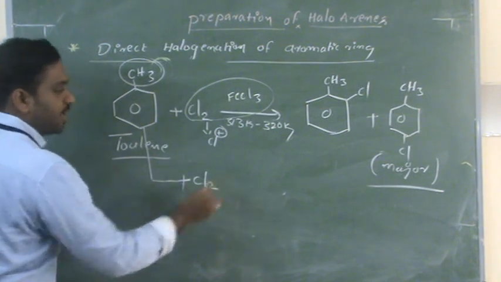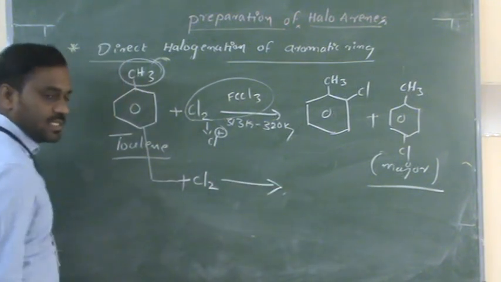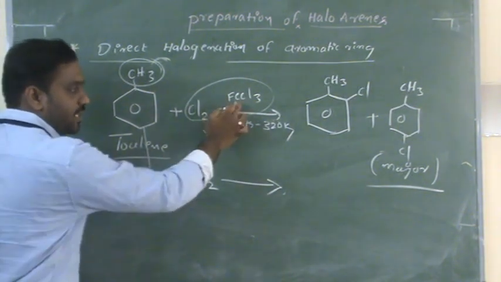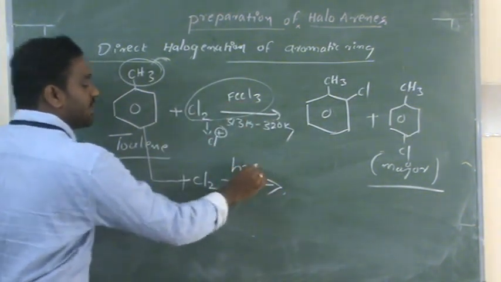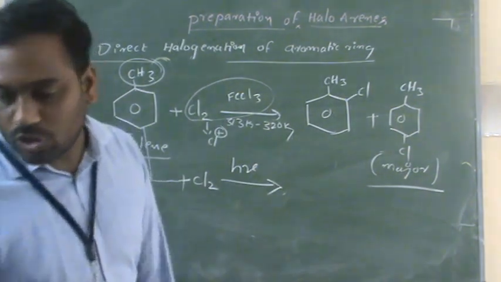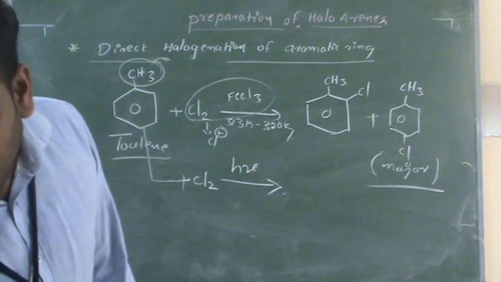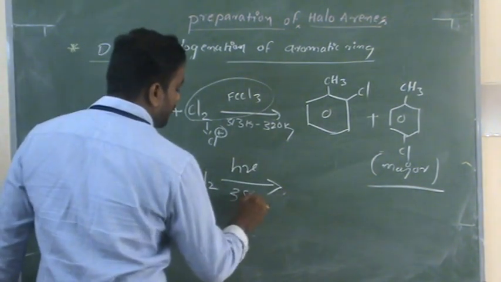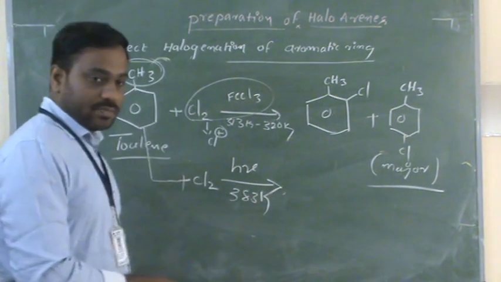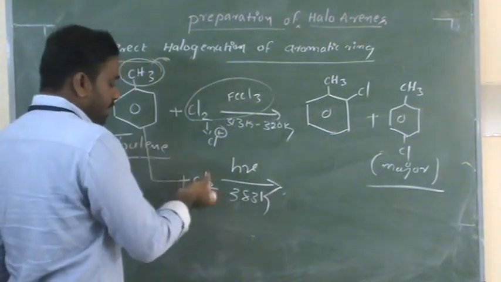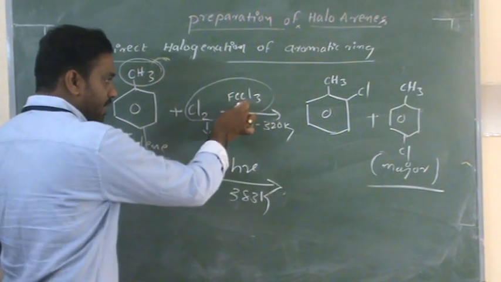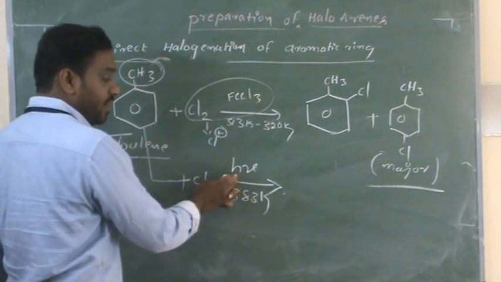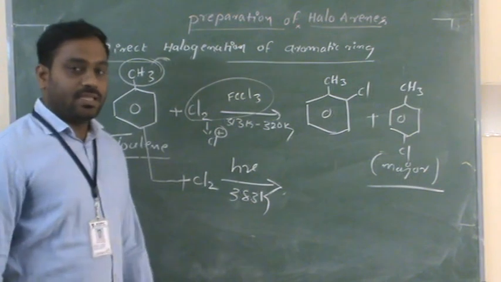The same Cl2 I am taking, but I am changing the conditions on the arrow. I am not taking the Lewis acid here. I am taking sunlight, h nu, and the temperature we have to maintain is 383 Kelvin. Before I took anhydrous FeCl3 as the Lewis acid catalyst, but here I am taking sunlight at nearly 383 Kelvin.